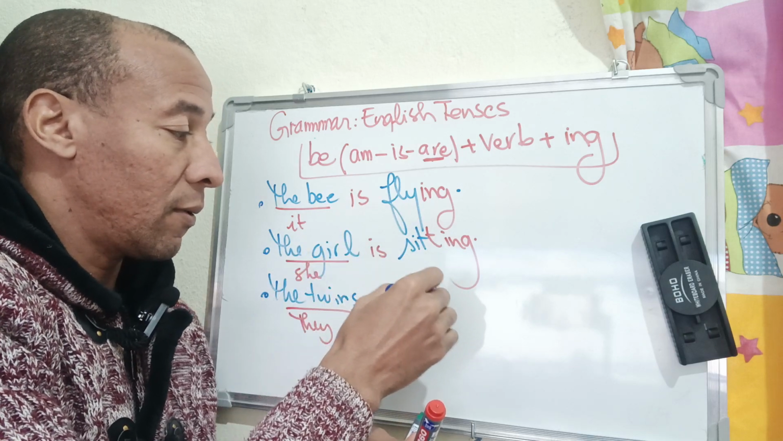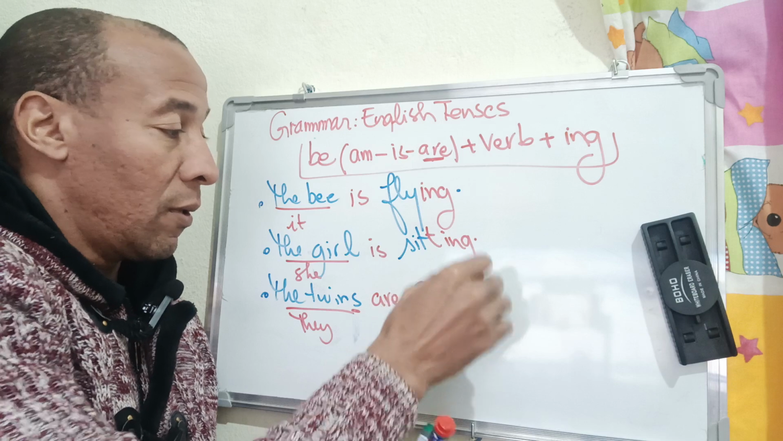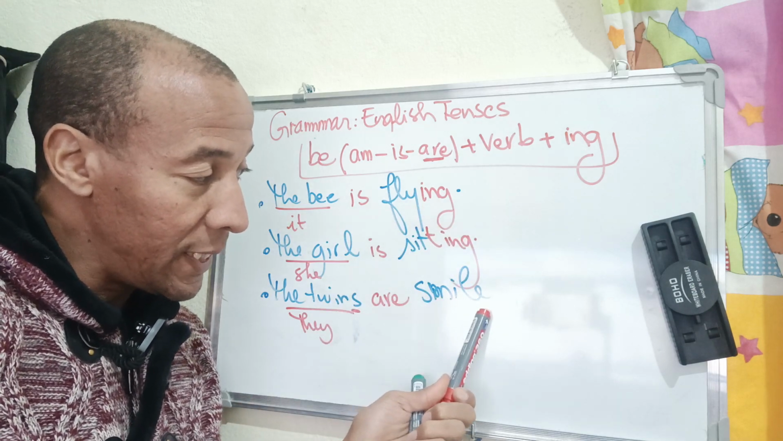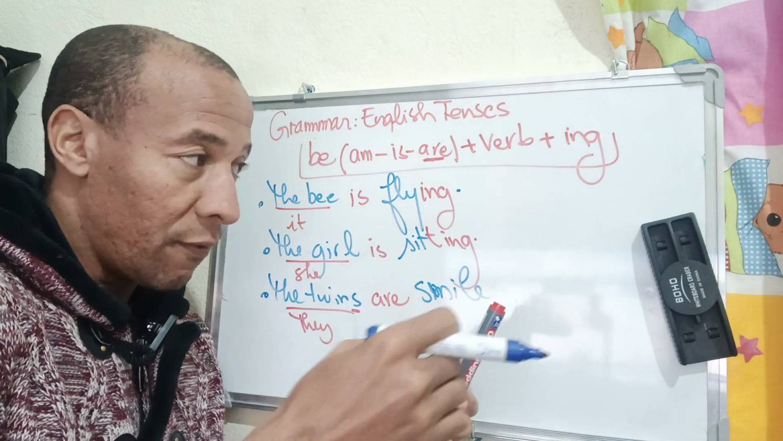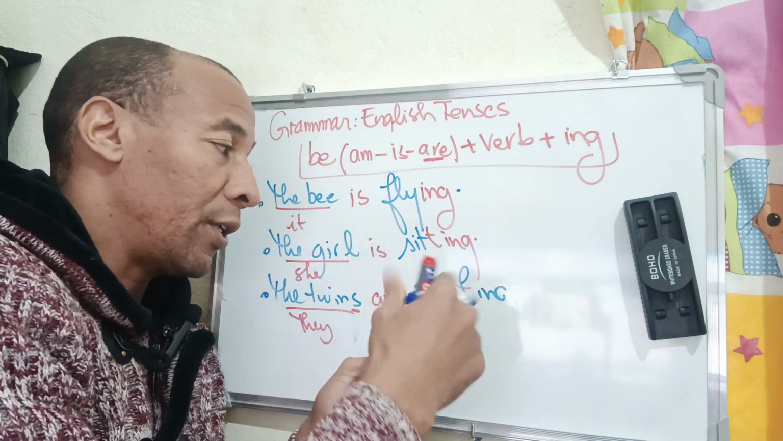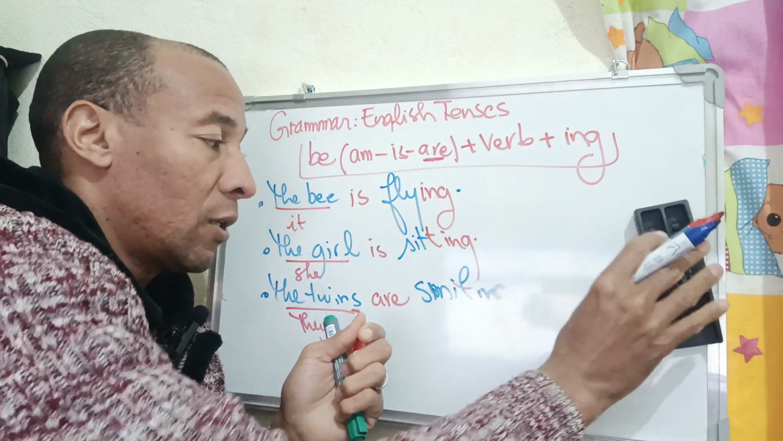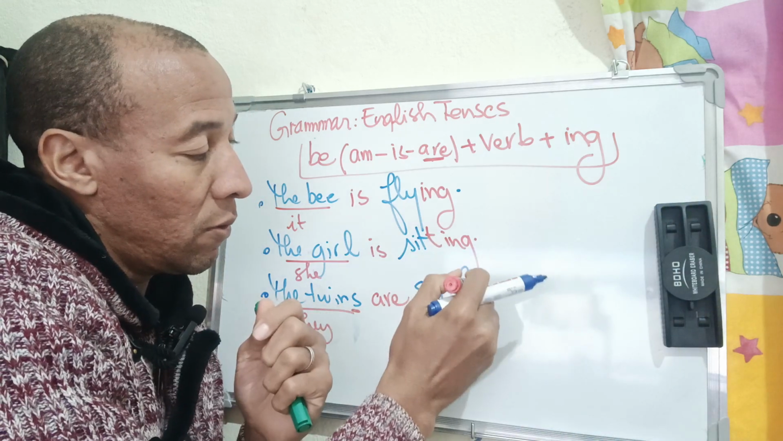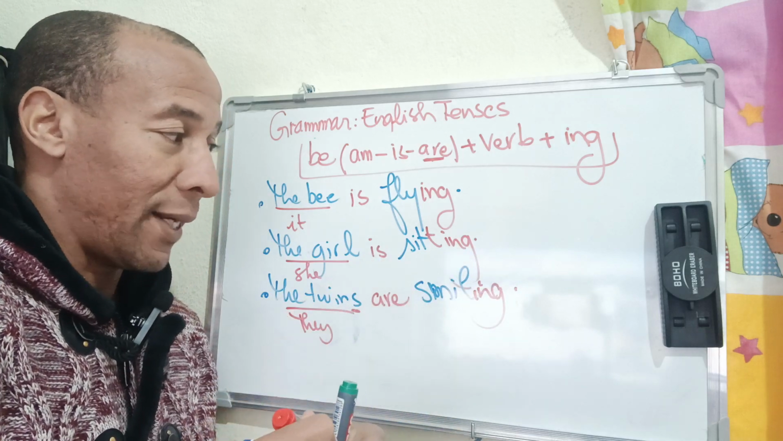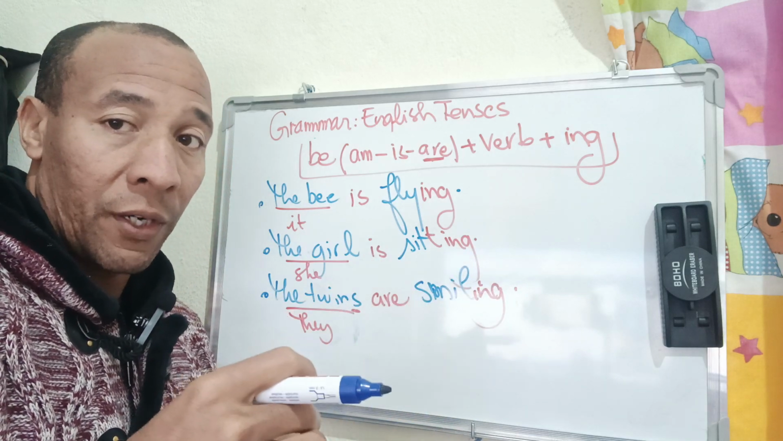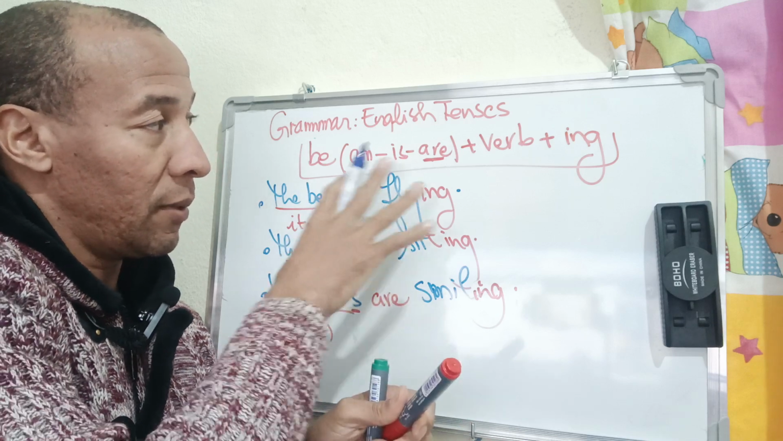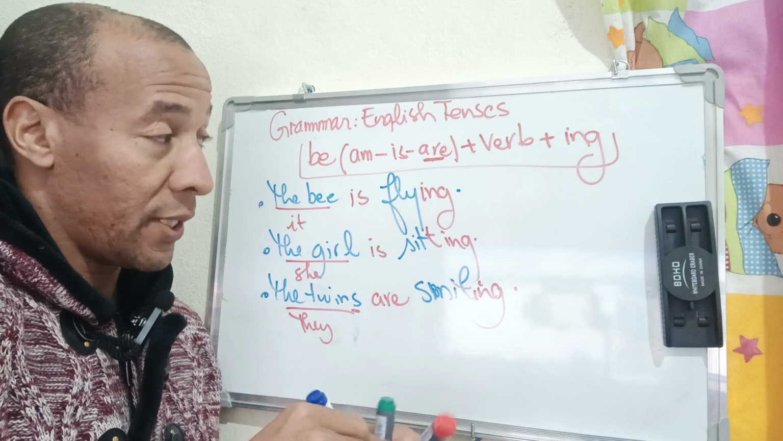smile. بالنسبه للفيرب عندنا smile عندنا فيه اي. من بعد غنشوفوا هاد القواعد كيفاش كنديروا لهم ياك. غنحيدو هاد الاي هادي ونديرو ing. So the twins are smiling. Okay, that's very good. So هذا هو بالنسبه هذا هو الفورم ديال present continuous.